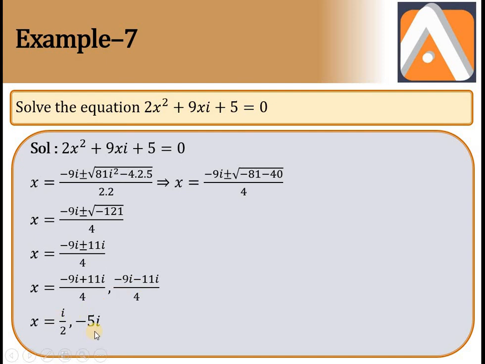See, after getting the roots, if you take the sum of the roots, how much do you need to get? Minus b by a. So minus 9i by 2 you need to get. See here, addition of these two becomes minus 9i by 2. Product of the roots, i into minus 5i, i square is minus 1, minus of minus is plus, that is 5 by 2. So here c by a, that is 5 by 2. So anyway, the formulas cannot be wrong. Either it may be a real number or it may be a complex number, the formulas are always true: sum of the roots and product of the roots.